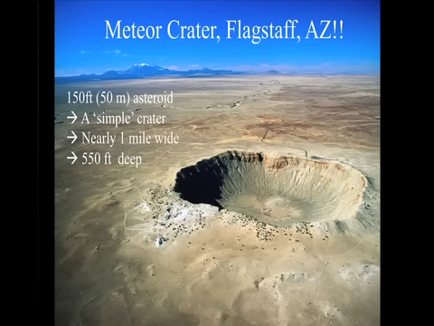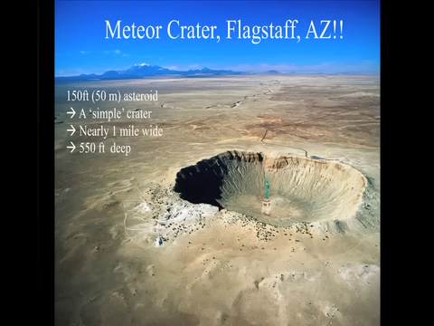It is what happens when a 50-meter asteroid hits the surface of the Earth. It forms what we call a simple crater, which just means that it's bowl-shaped. This example is nearly 1 mile wide. It's 550 feet deep, which means that if the Statue of Liberty was sitting in the bottom of the crater, then the torch would not show above the rim. This is quite a deep crater.